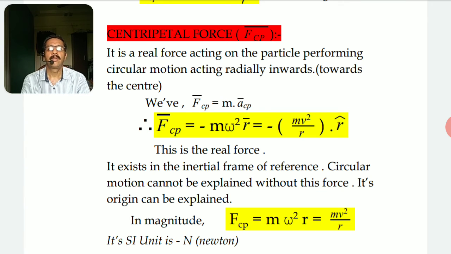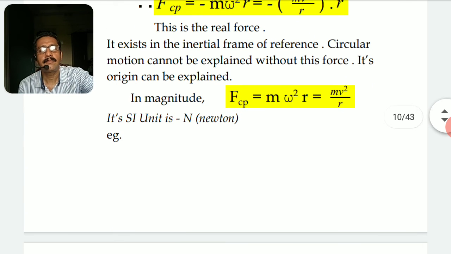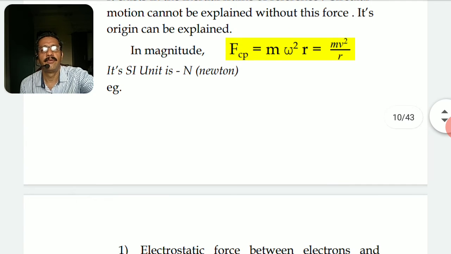We have already got this equation. F CP is equal to, in terms of vectors, minus m omega squared vector r, or minus m v squared upon r multiplied by r cap, where r cap is a unit vector in the direction of the radius vector. So this is going to be a real force. The force exists in the inertial frame of reference, and circular motion cannot be there without this force. You cannot explain a circular motion without this kind of force. The origin can be explained. We can have several examples for this.